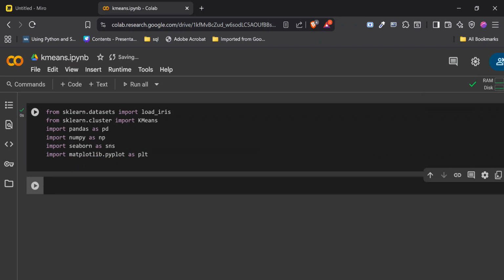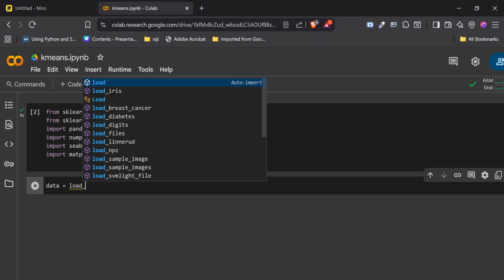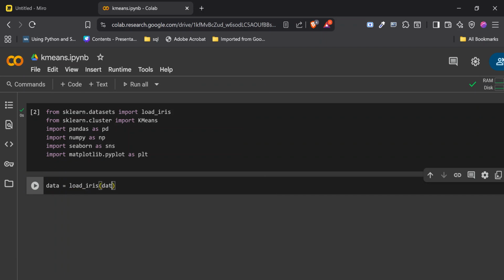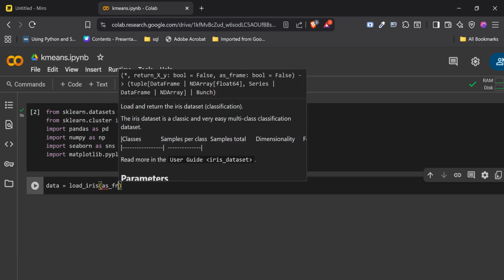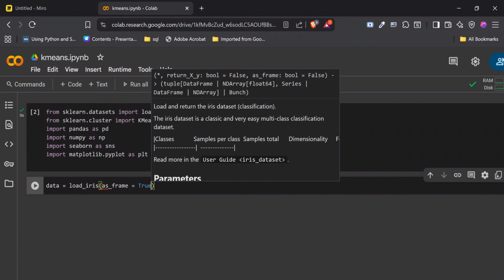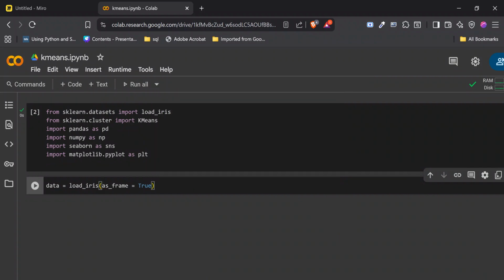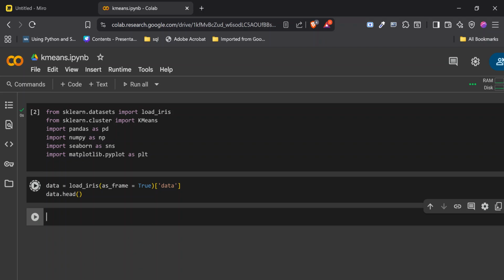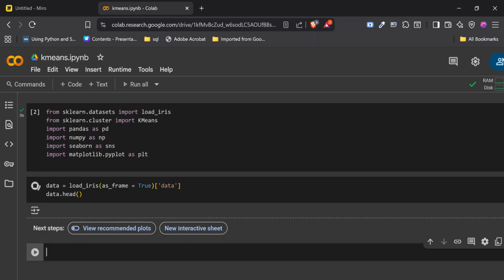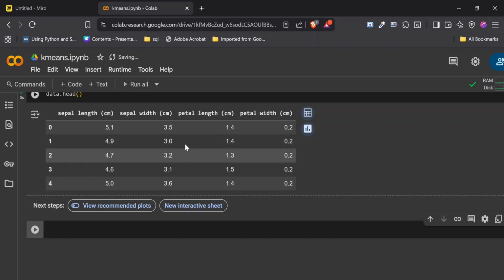Then the next thing that we are going to do is set up the dataset. So I'm going to say data equals load_iris, and we can say as_frame equals True. Just grabbing data. Then we can do data.head just to see the first 5 rows of the dataset. So yeah, this is the first 5 rows of the dataset.